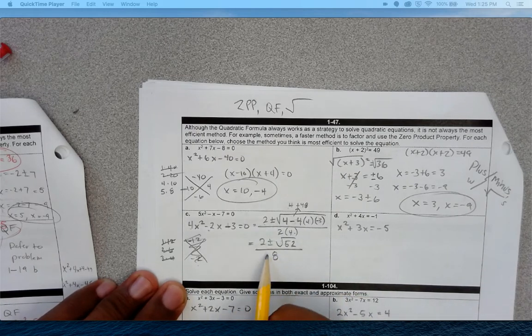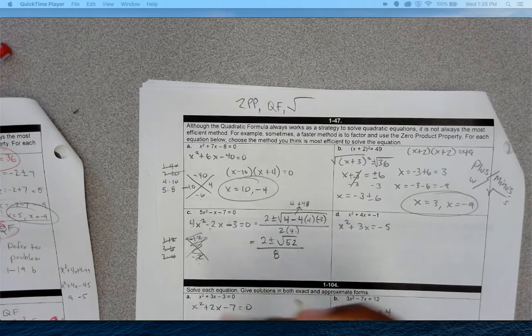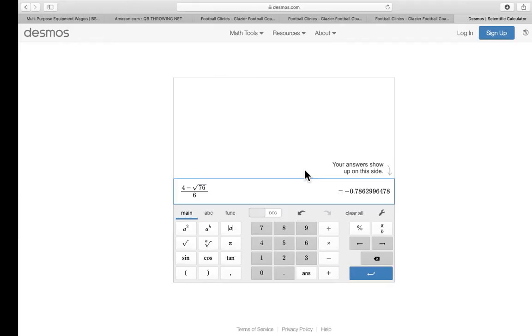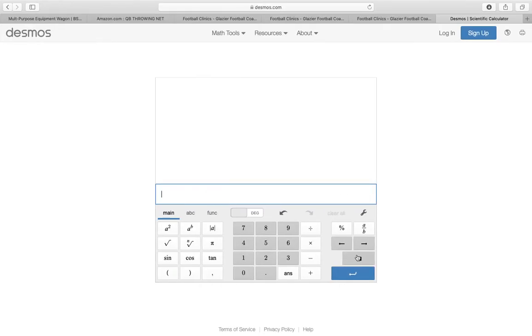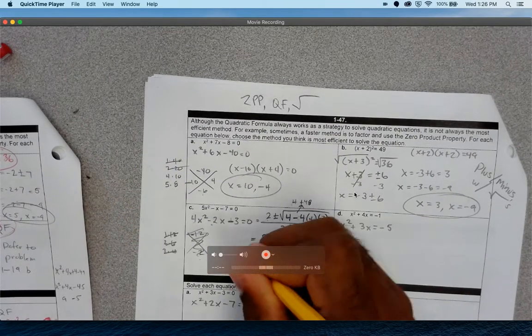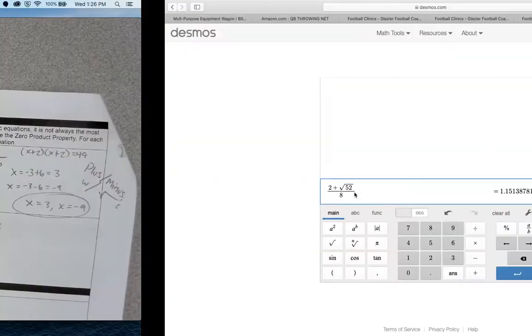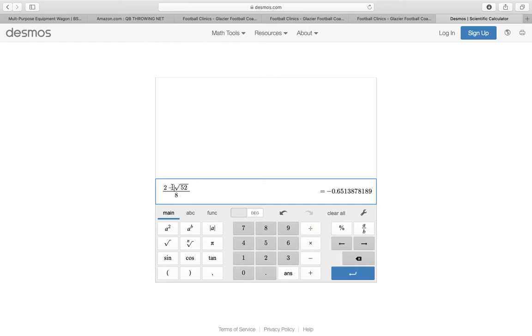And now this is where you need to split it up. First, I'm going to plug all this into Desmos. Again, hit that a over b button. Then we're going to do 2 first plus the square root of 52 over 8. Right away it pops up: 1.15, to the nearest hundredth. So first 1.15. And then remember, we do the same thing. We just need to change that sign in there to negative. So negative 0.65.